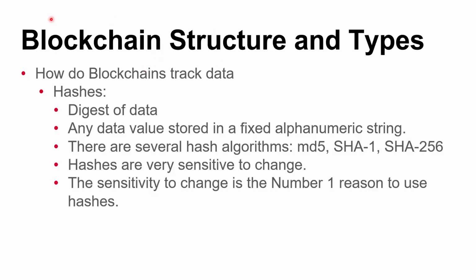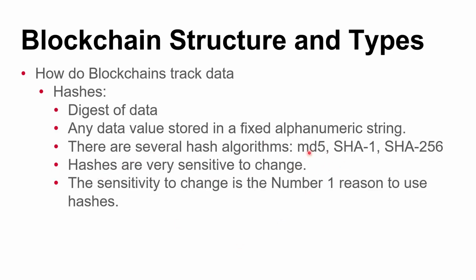So it will convert any data. It could be a sentence. It could be one letter. It could be several volumes of a book. They all would be hashed to essentially an alphanumeric string of a fixed length. And there are different hash algorithms. So there's MD5, SHA-1, SHA-256.